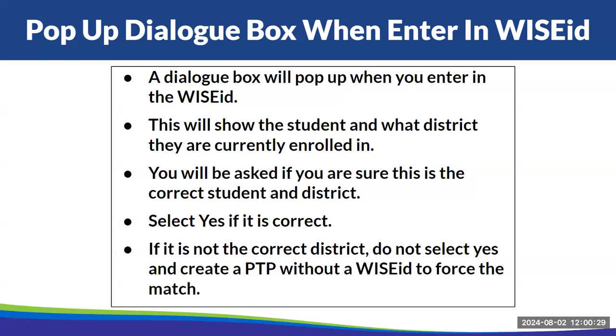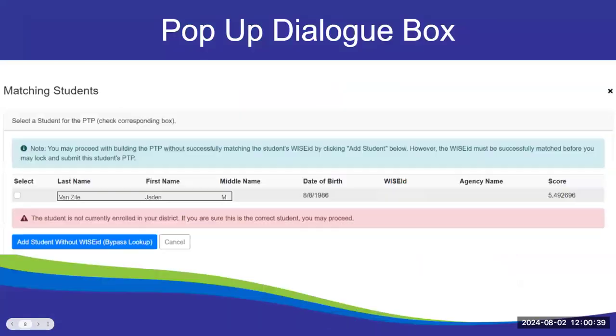Instead, click on the blue Add Student without WISEid bypass lookup and make the match in the Edit Students feature as shown earlier. This is what the pop-up will look like if searching for a student by their WISEid number if the student is not linked to your district.